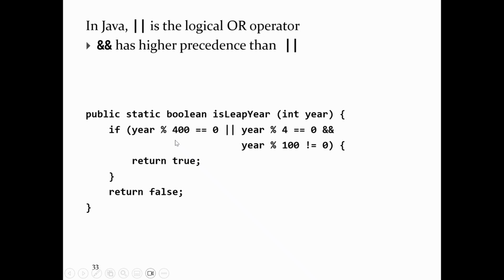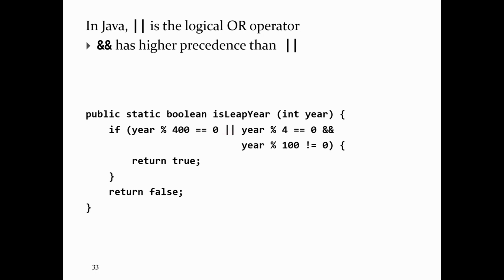So to write this statement, you can say, well, is the year evenly divisible by 400? So that's Java's remainder operator. Take year, divide it by 400, and compute the remainder. For example, if year is 2000, 2000 divided by 400 is 5, no remainder. So if the remainder is equal to 0, then that condition is true.